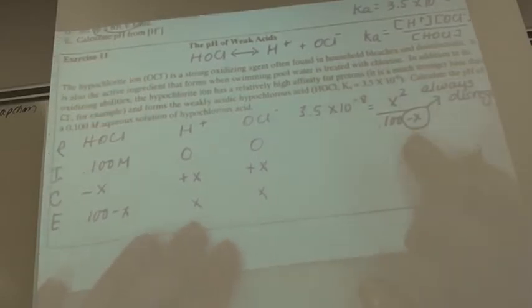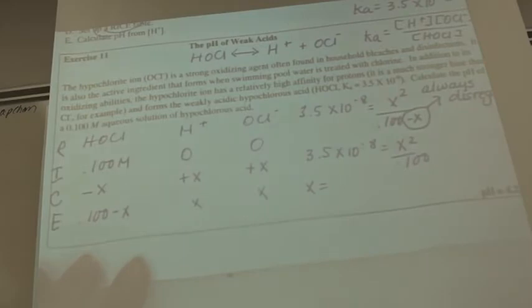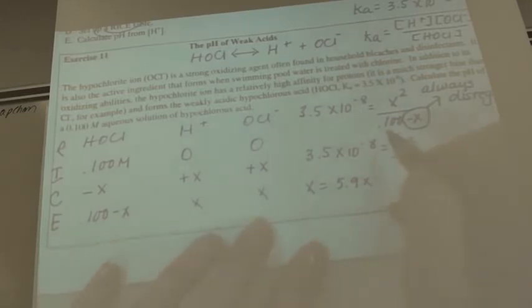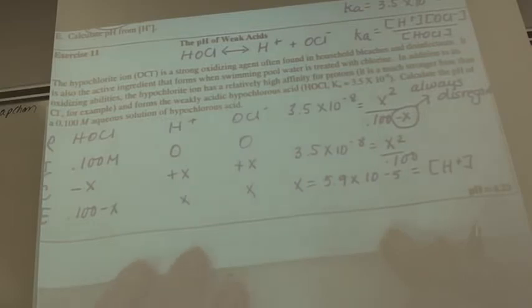Always, because the Ka values are always so small. Okay, so 3.5 times 10 to the negative 8 is equal to x squared over 0.1. X is equal to the square root of that. I got 5.9 times 10 to the negative 5th. That is x, which is the hydrogen ion concentration. It also happens to be the hypochlorite ion concentration, but we don't care.